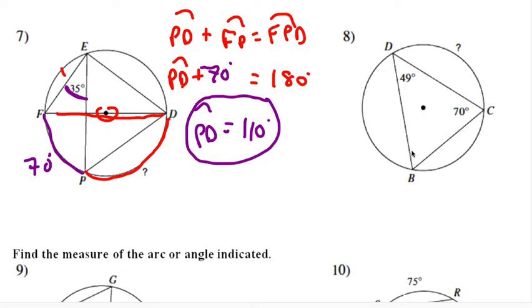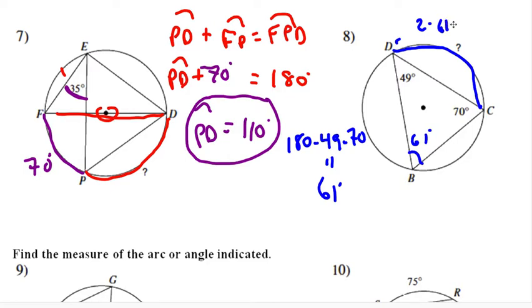Something similar happening here. I see a triangle. I know that this is the arc I'm trying to find, which is intercepted by this angle. If only I knew this angle, I could double it to find the arc. That means I'm going to take 180, which is what all 3 angles in a triangle add up to, as you know. Subtract 49, subtract 70, and that equals 61 degrees, which means that this is 61 degrees. This is equal to 2 times 61, or 122 degrees.